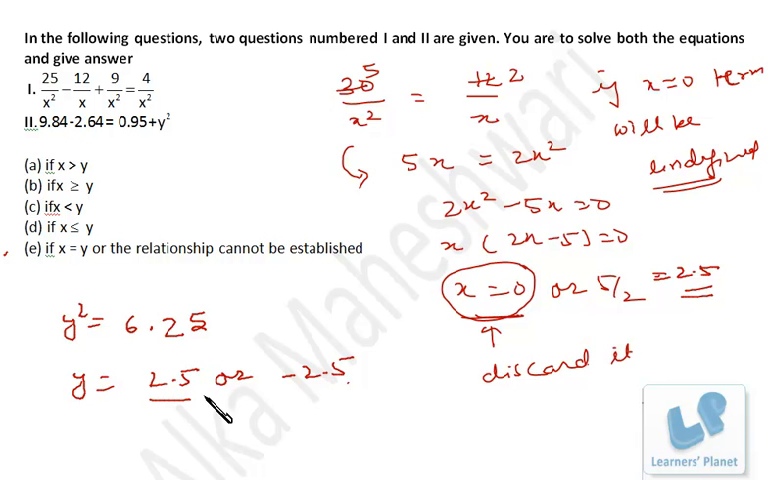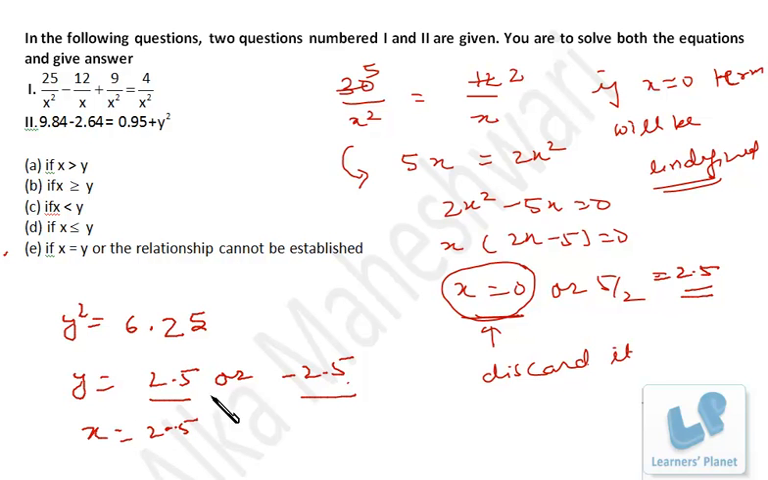Now we have values of y as 2.5 and minus 2.5, and the value of x as 2.5. We are discarding x equals 0, and that's actually very important. Though it should have been mentioned in the question, in the paper it was not mentioned at all, but we cannot carry on with this, it has to be discarded, right? So y is 2.5 or minus 2.5, and x is equal to 2.5, right?